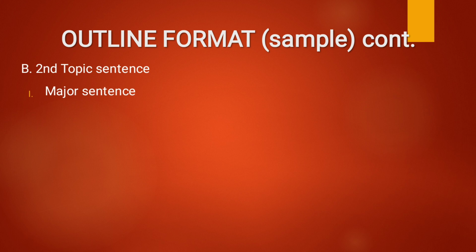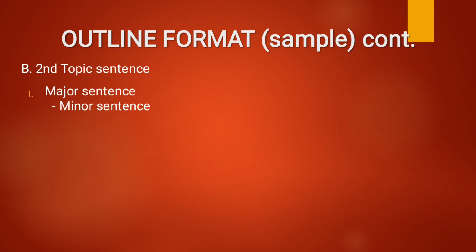Assuming there is a sub point under it, assuming there is 1 point, stigmatization, under the school dropout, then it's going to be dash. This time around, I'm not using lowercase I and I, because it is only 1 point that is under the B. That is under the I major sentence.